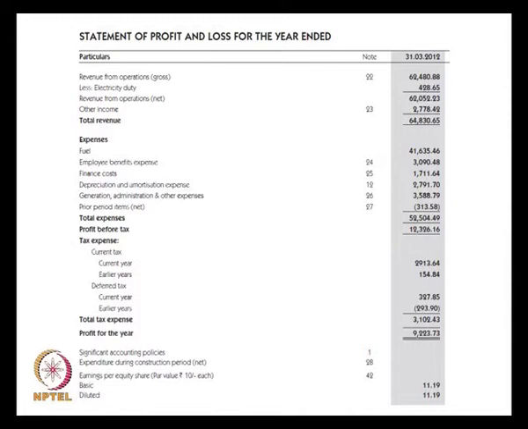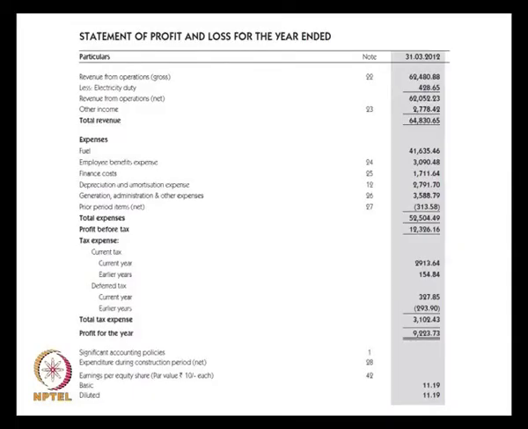So, NTPC is a power generating company. It generates power and it sells the power it generates to various distribution companies such as state electricity boards. It also sells electricity to some very large direct consumers such as Indian Railways, and the total amount that it gets by way of such sale of electricity is called revenues.